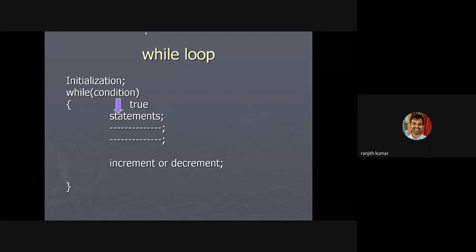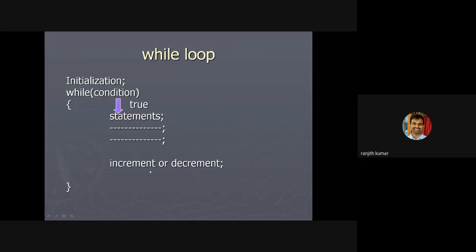Is that clear? So what do you mean by while loop? This while loop will execute that many number of times. So we have to plan like that: initialization, while loop, condition checking, and increment and decrement. Is that clear, everybody? While loop, initialization, while, condition checking, and increment and decrement.